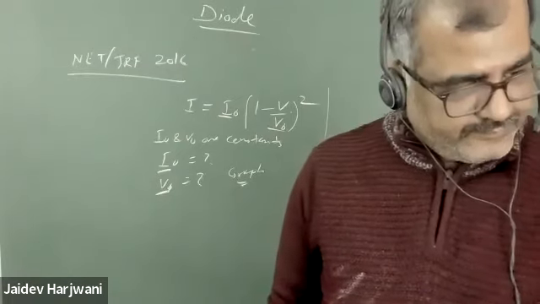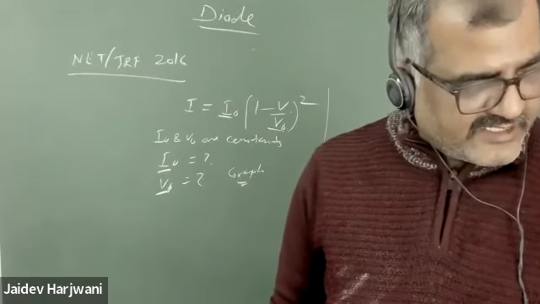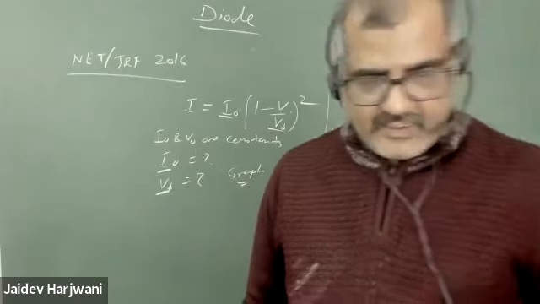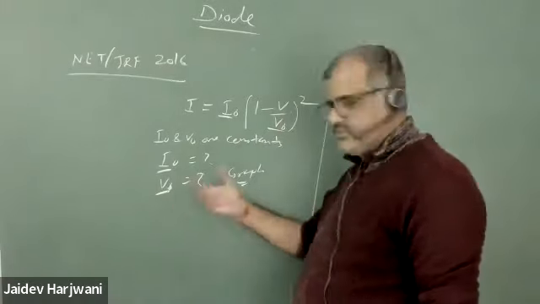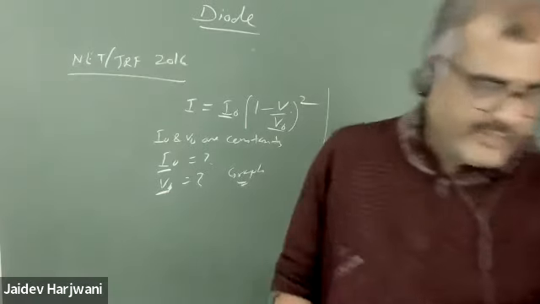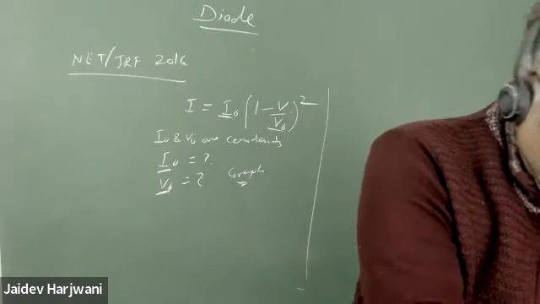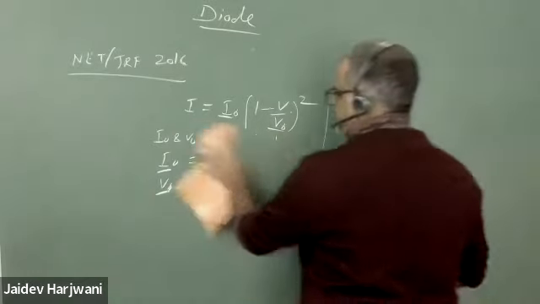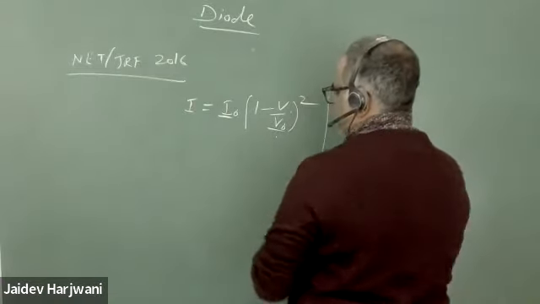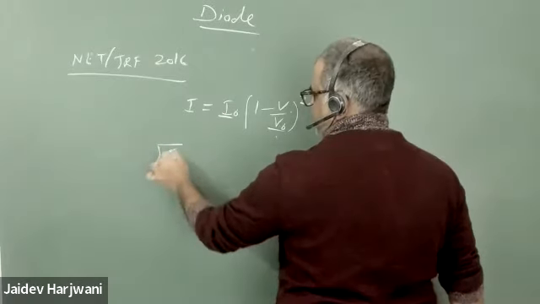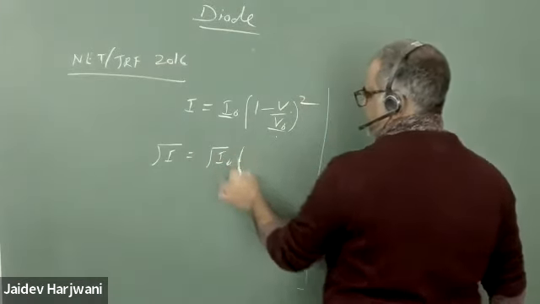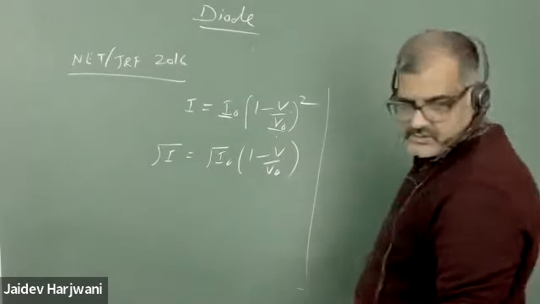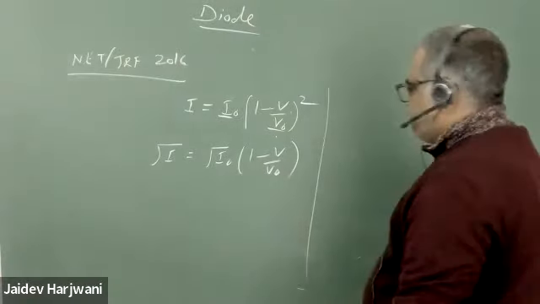Sir, is the graph given or do we have to plot it? The relation is given. You plot the graph and tell me how you can calculate these two things. You can easily plot this graph. For simplification, I'm plotting root I against V, where this is root I naught. You can take log also, but I'm plotting it like this.